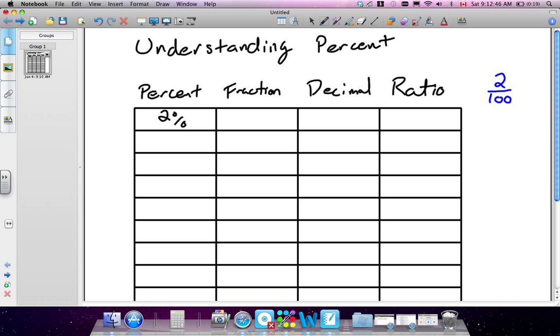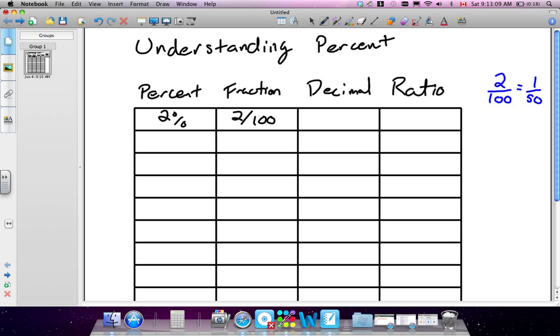But what can we do to this fraction? We can reduce it. What would it be if it was reduced? 1 out of 50. Yeah, that's right. 1 out of 50. For now we're just going to say it's 2 out of 100, so we're going to keep these all out of 100 so that it's easy.